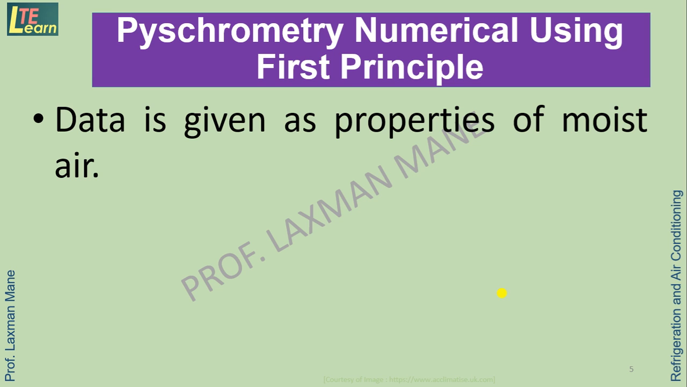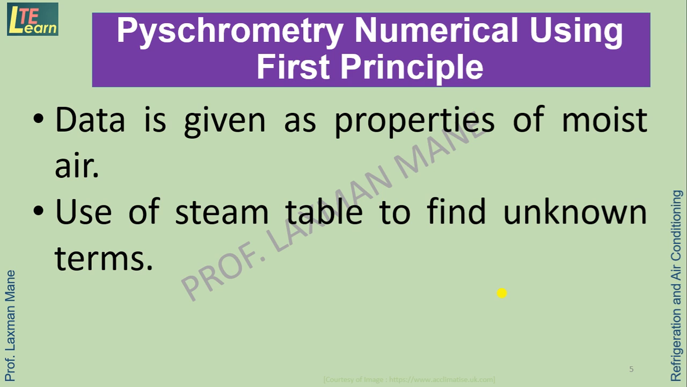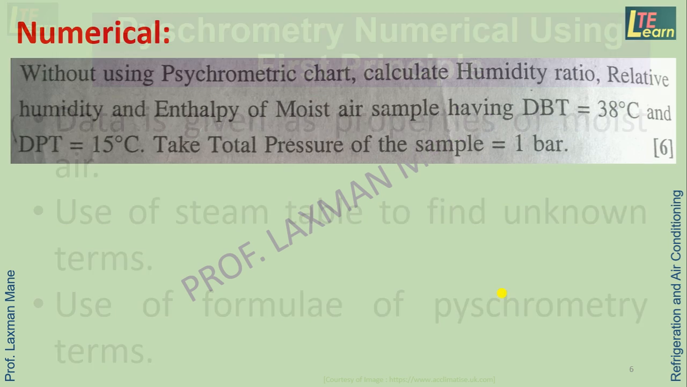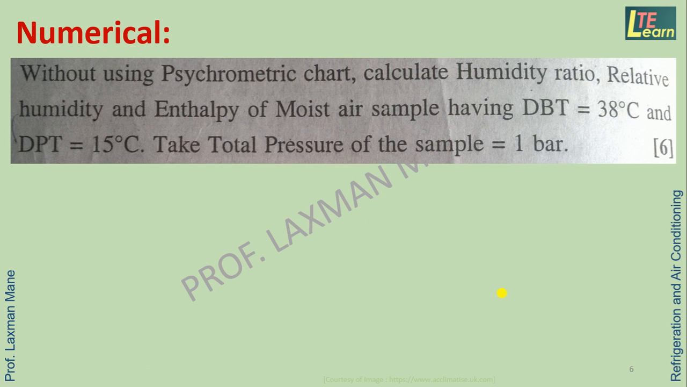In this case, data of the numerical is given as properties of moist air. Here we have to use steam table to find unknown terms. Then by using formulae of psychrometric terms, we put the value of known terms and find the answer for the unknown terms. So let us see numerical based on psychrometry using first principle.